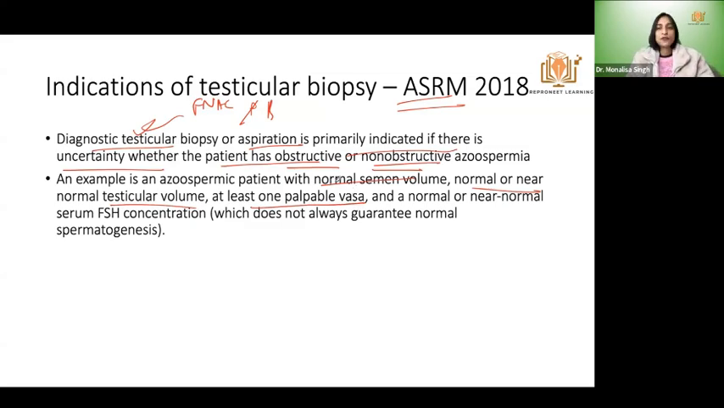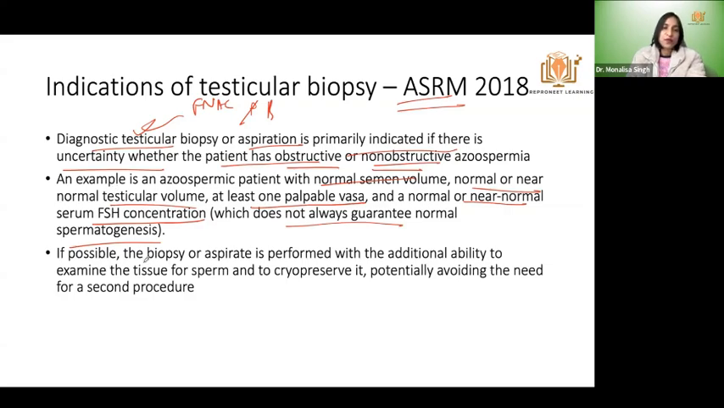The hormone levels are normal. Everything looks normal. Then I do a testicular biopsy. Near normal serum FSH concentration does not always guarantee normal spermatogenesis. So in those cases, you take the patient for testicular biopsy, but do it at an IVF or reproductive medicine center so that you are able to freeze the spermatozoa. Don't just take a biopsy under ultrasound and FNAC under ultrasound and send it for histopathology. If possible, biopsy or aspirate is performed with additional ability to examine for sperm, their viability, vitality, and cryopreserve it.